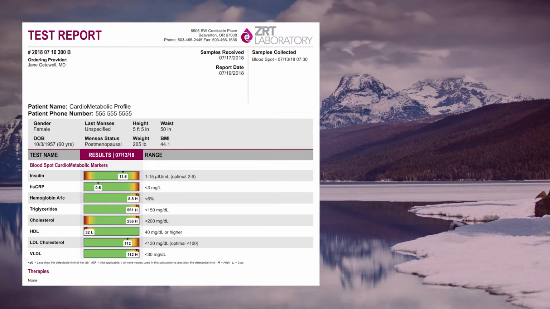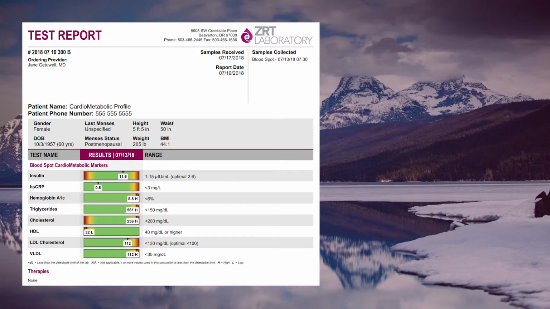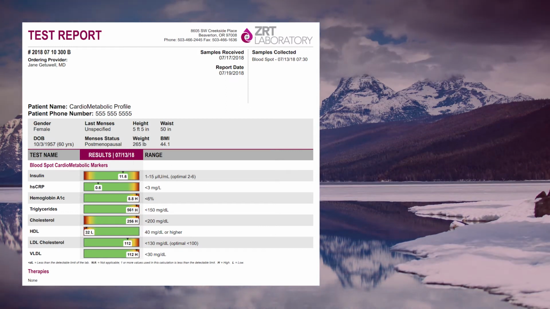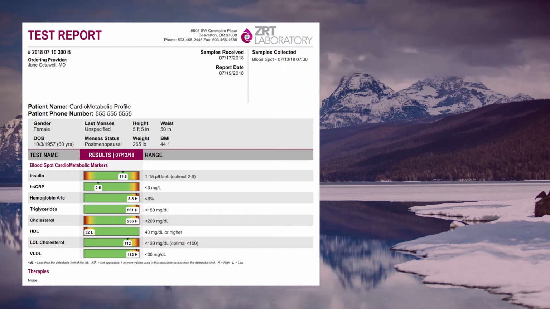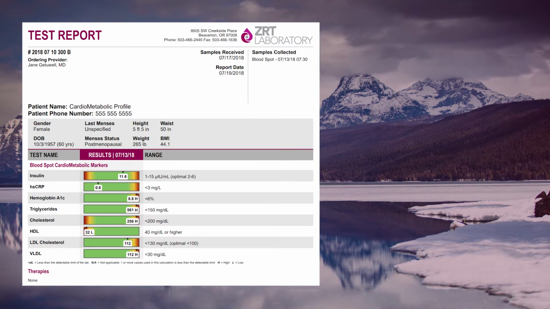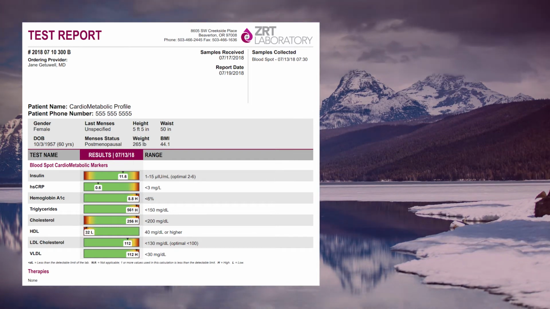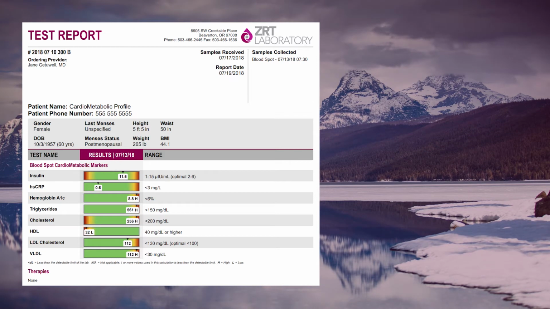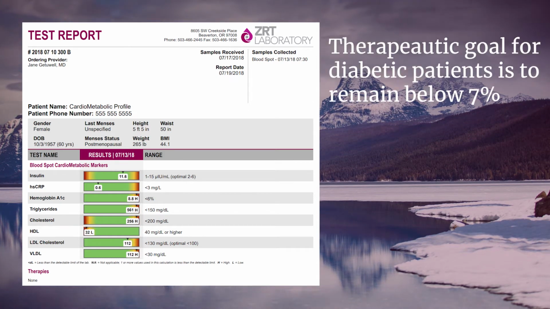Higher than that, like our patient here in the sample report, has an 8.8. That indicates a high risk of glycosylating proteins throughout the body, and that means microvasculature compromise, retinal problems, potential for kidney disease, stroke, peripheral artery disease, etc. So our therapeutic goal with diabetic patients is to remain below a 7 on hemoglobin A1C.